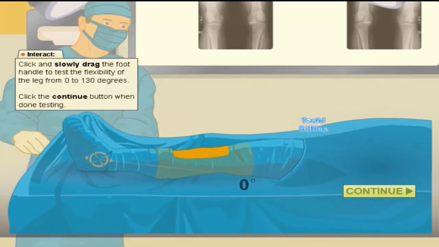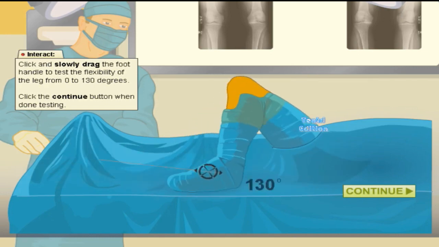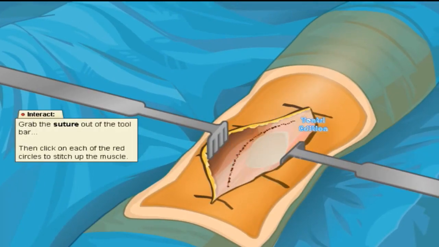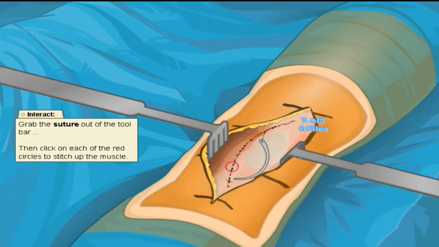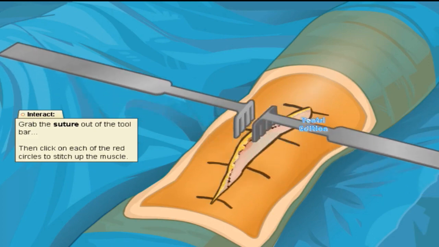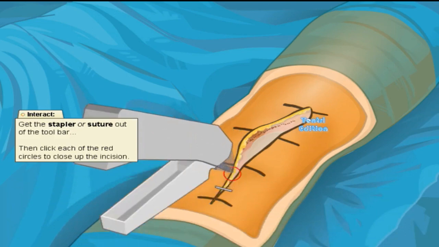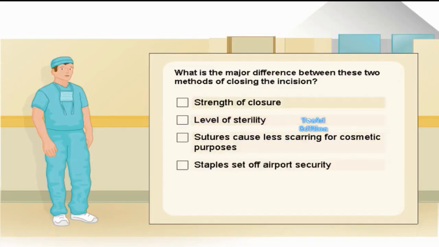We perform our range of motion tests one final time. Our patient's new knee is looking good. Let's close up the incision. First, suture the deep tissue and fat layers back together. For closing the surface incision, you have a choice between the stapler and the suture. What is the primary difference between these two methods of closing the incision?